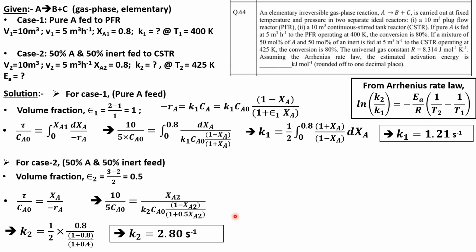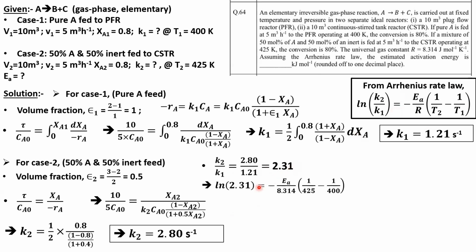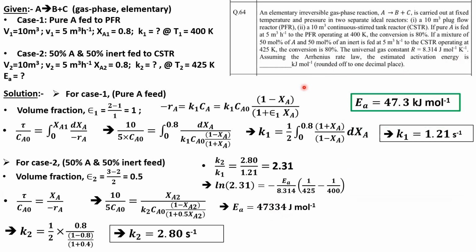So now we will take the ratio of these values. K2 by K1 will be equal to 2.31. Now using the simplified Arrhenius rate law equation, we get ln 2.31 is equal to minus E by 8.314 into (1 by 425 minus 1 by 400). On rearranging and simplifying, we get the activation energy as 47,334 joules per mole. Since we are required to give the activation energy in kilojoules per mole, the answer will be 47.3 kilojoules per mole. So hence the right solution to this question is 47.3.